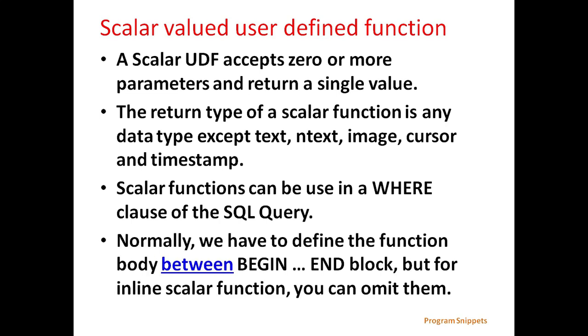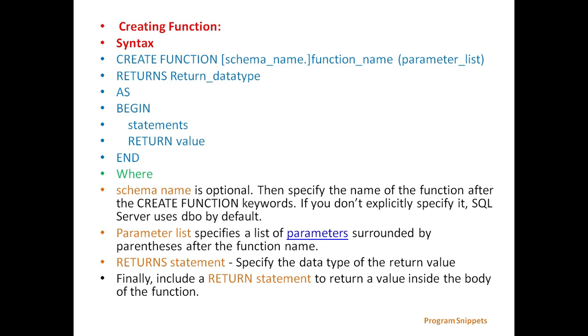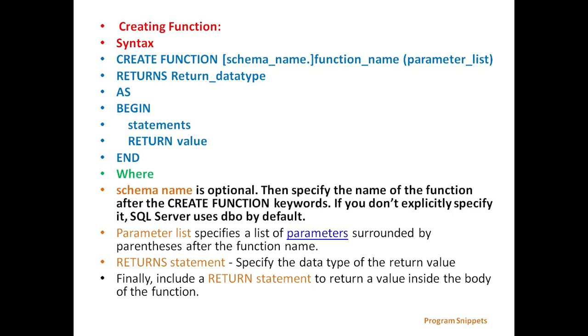Normally we have to define the function body between begin and end, but for an inline scalar function you can omit them. The general syntax for creating a function is: create function with schema name, then function name and parameter list, then returns return data type as begin, then statements, return value and end. Schema name is an optional parameter which specifies the name of the function after the create function keywords. If you don't explicitly specify it, SQL Server uses dbo by default.